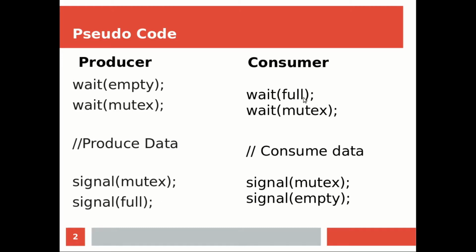Similarly, in consumer, the consumer can't consume if buffer is empty. So he will check for the full slots. If full slots are equal to 0, that means there is no data in the buffer. So in that case, the consumer will block. And if there is a data in the buffer, the consumer will enter here and will try to acquire the critical section, and then will consume the data, and while exiting he will increase the value of empty variable.